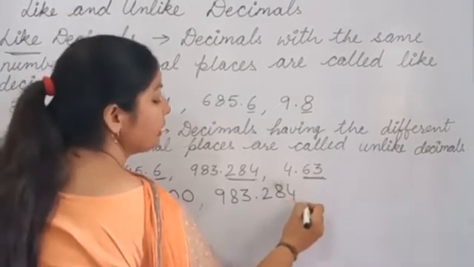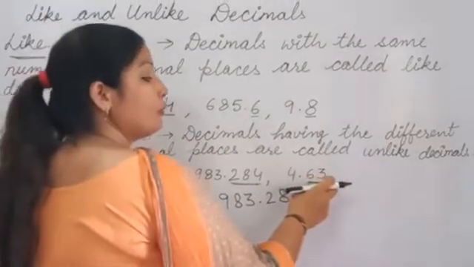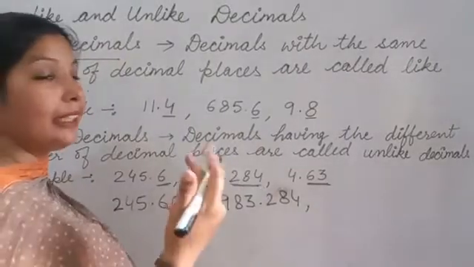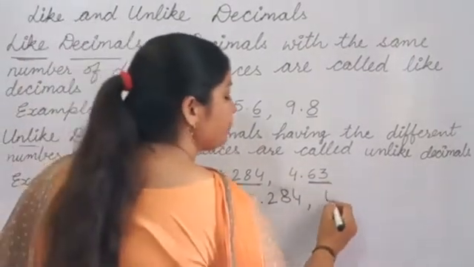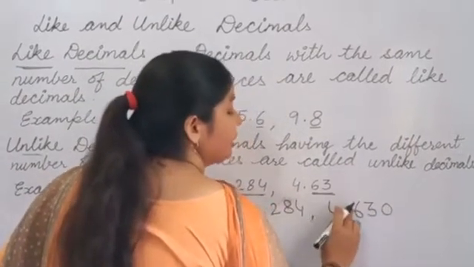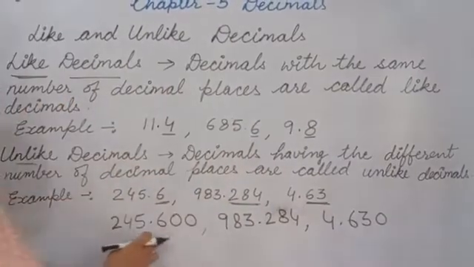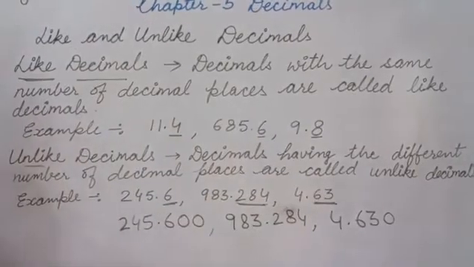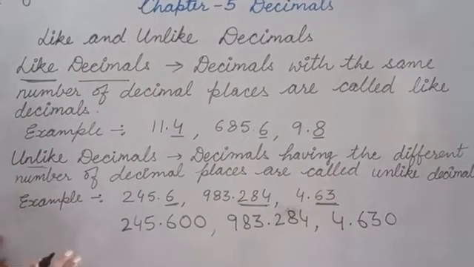983.284. There are already 3 places. Next, we have 2 decimal places, so there also we require 0 for making 3. How many times 0? 1 time 0. So we can write it like this: 4.630. Now there are also 3 places, there is 3 and there is also 3. So now these become like decimals. So we can convert unlike decimals into like decimals.